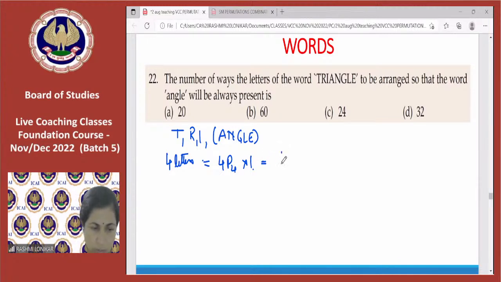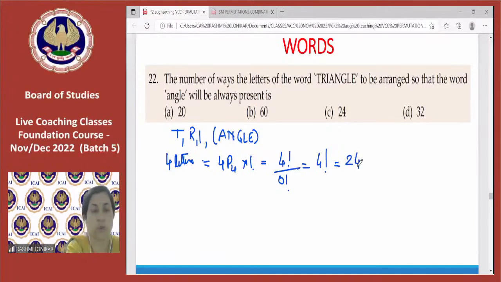So it is 4 factorial upon 4 minus 4, that is 0 factorial, which is equal to 1. So 4 factorial, the answer is 24. Why? Because they are saying ANGLE will always be together. ANGLE will always be there and it will always be together, so it should be taken as one alphabet and the remaining alphabets you have.